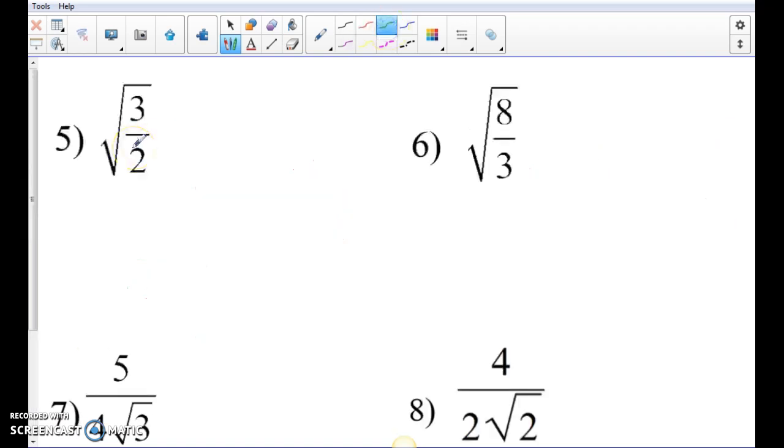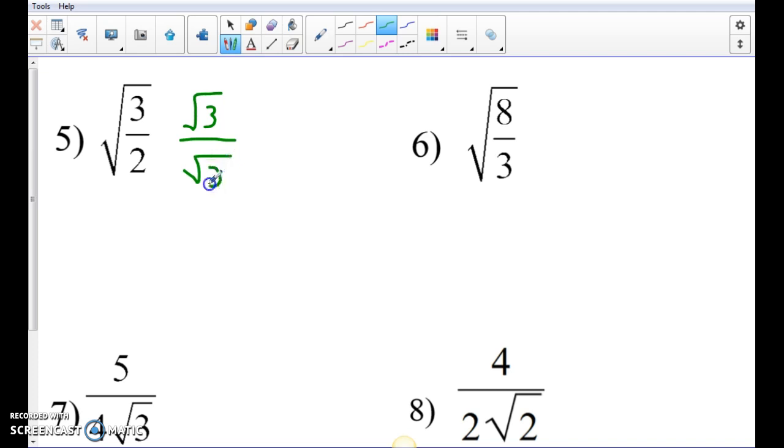Alright, so here's where it starts to look a little bit trickier. It's still the same process. If you notice for this one, we have that radical that extends all the way down. That's fine. We can write it like that, but we can also write it as 2 separate radicals. So I can write this as radical 3 over radical 2.